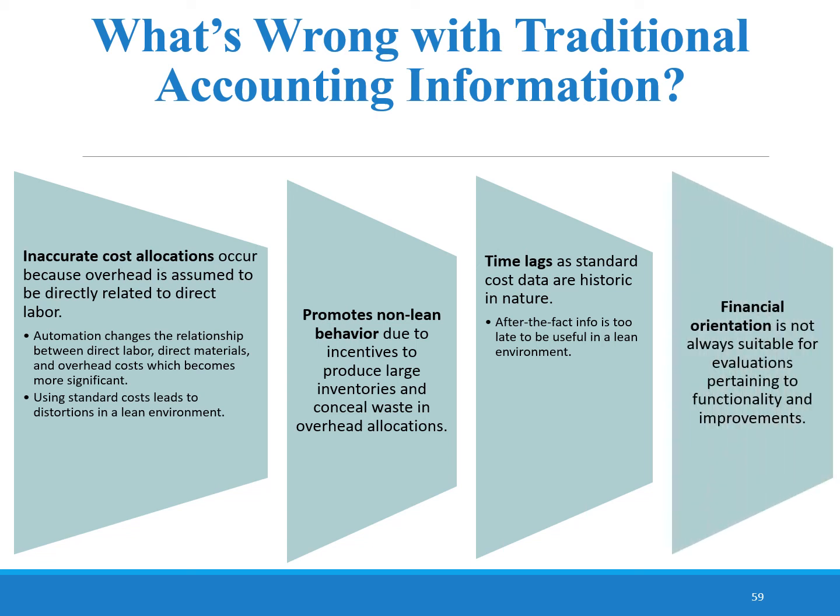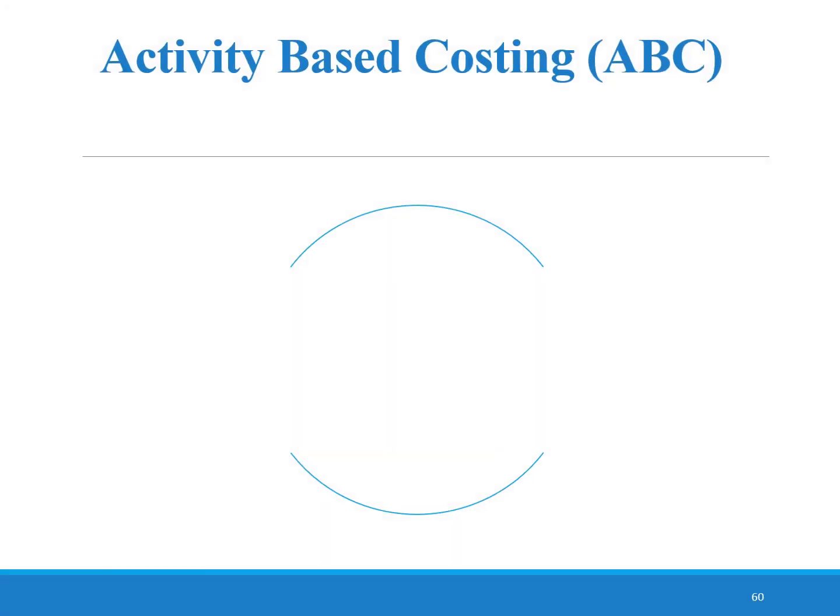Lastly, the traditional accounting information is financially oriented, so it is not always suitable for the evaluation pertaining to functionality and improvement. Since we talk about the traditional accounting used in manufacturing regarding cost accounting and so on, we cannot ignore the activity-based costing model.